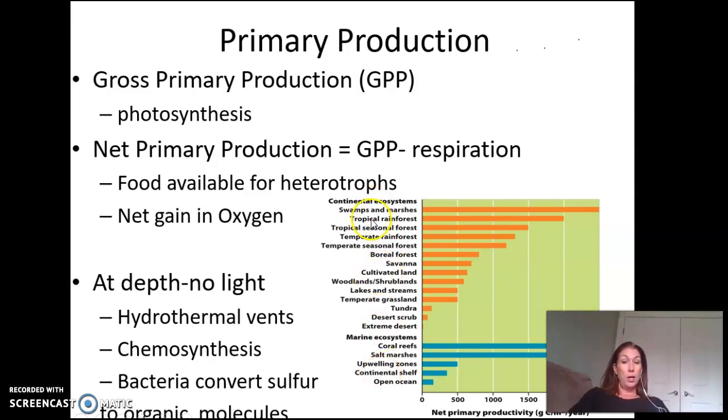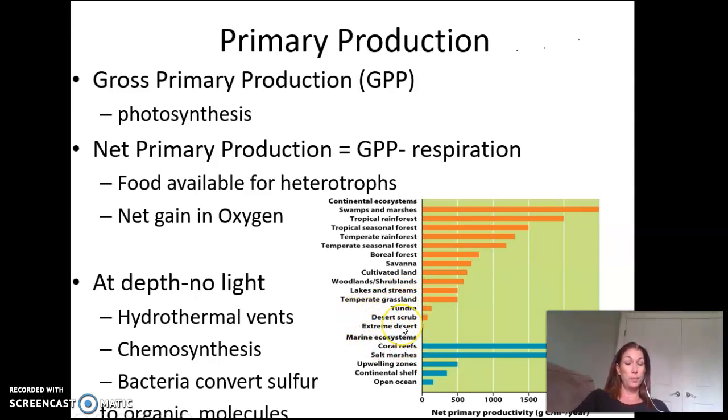Now this shows us the net primary production of several different biomes. And we talked about this when we covered our biomes, that swamps and marshes are incredibly productive areas. So this much NPP, in grams of carbon per meter squared, means they will have a lot of food left over for the next level up on the food chain, which are our herbivores. The next most productive land environments are our tropical rainforests, and then our seasonal forests.